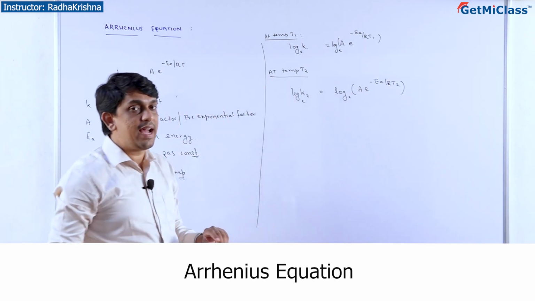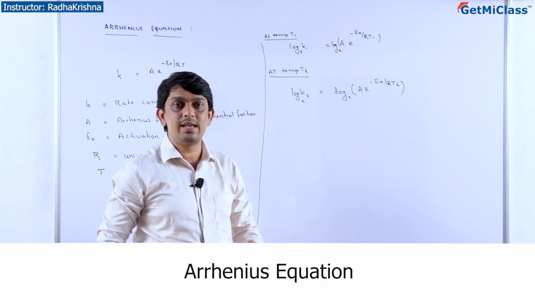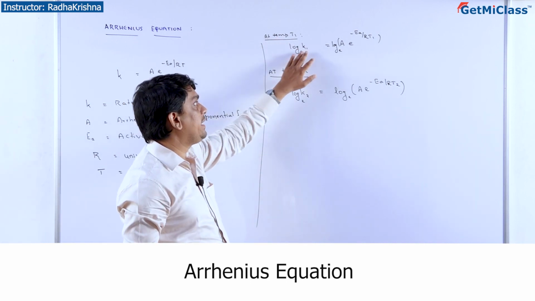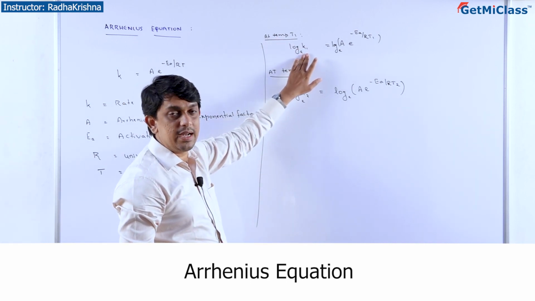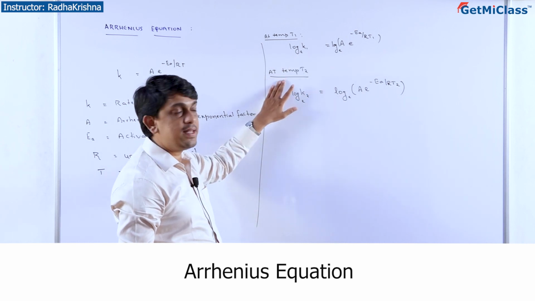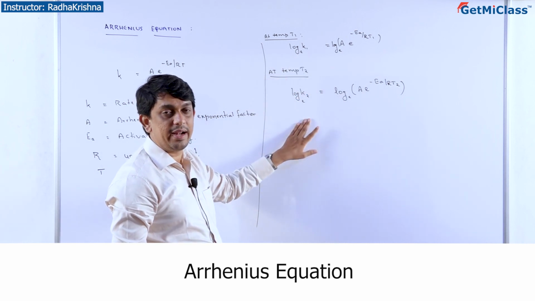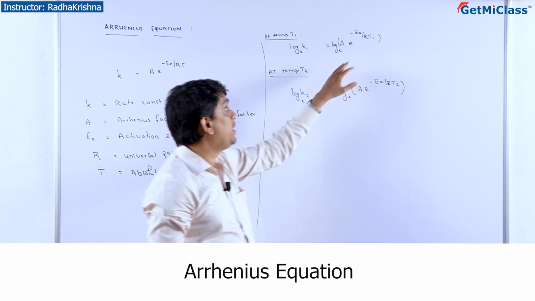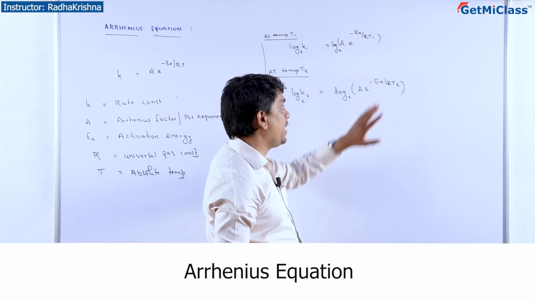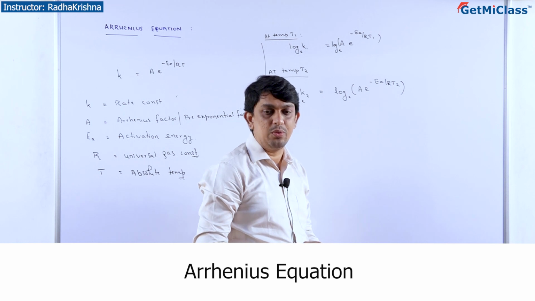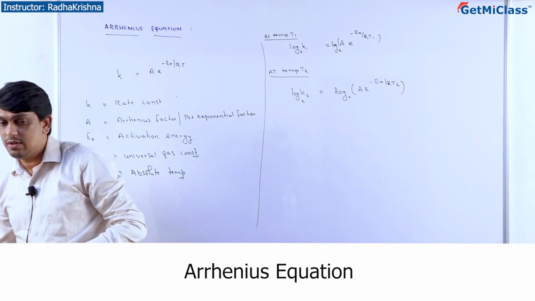Now what doubt arises? You may ask me, at temperature T1 you wrote rate constant K1, at temperature T2 you wrote rate constant K2, but why have I not mentioned Ea1 and Ea2? Let me explain that to you people. So let me clean the board.